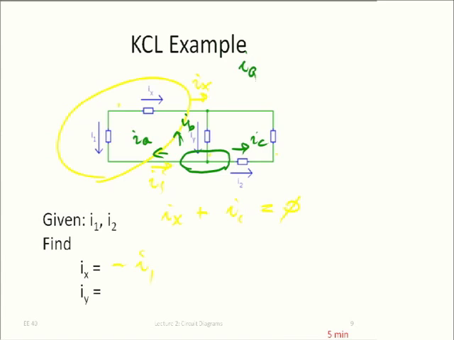Well then, what is IA? Well, IA is really minus I1, right? Because it's just the same place but opposite direction. IB is going to be equal to minus IY, and IC is going to be equal to I2. And then you can say IY is equal to I2 minus I1. Did I do it right?